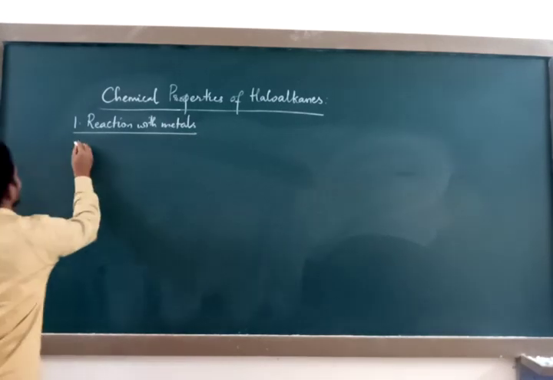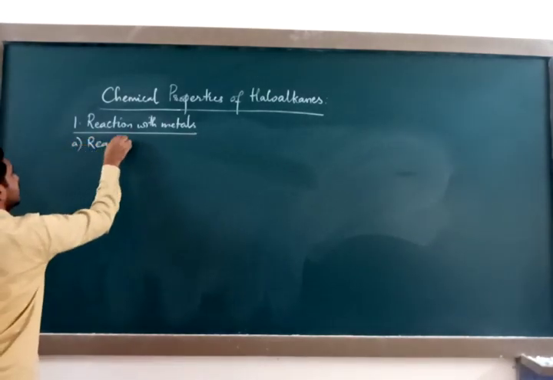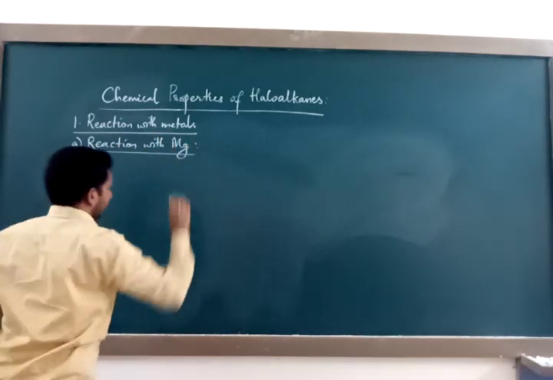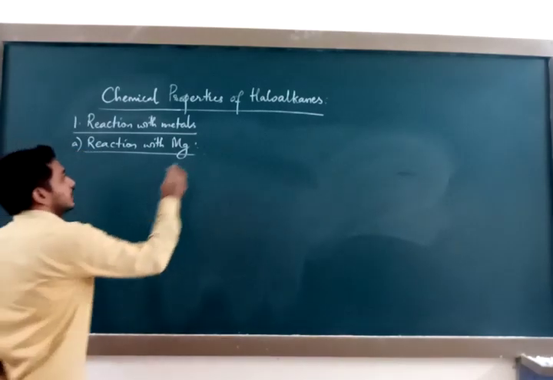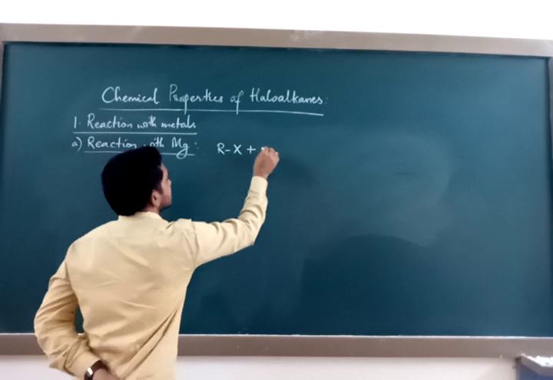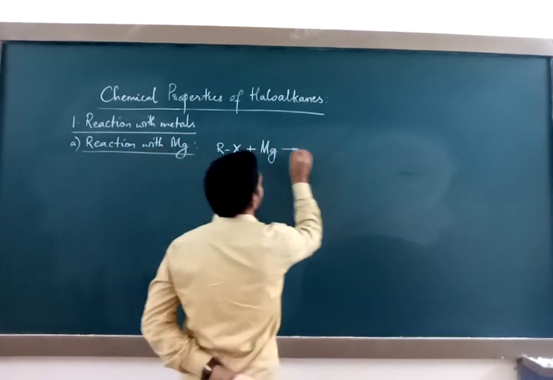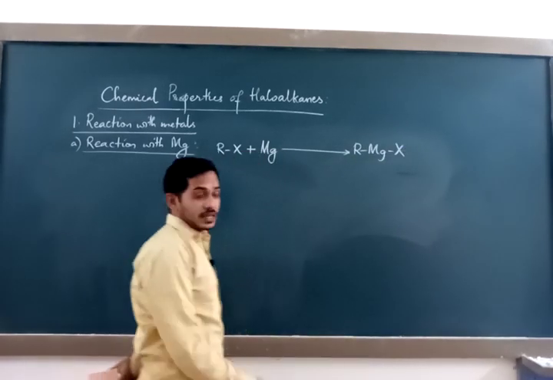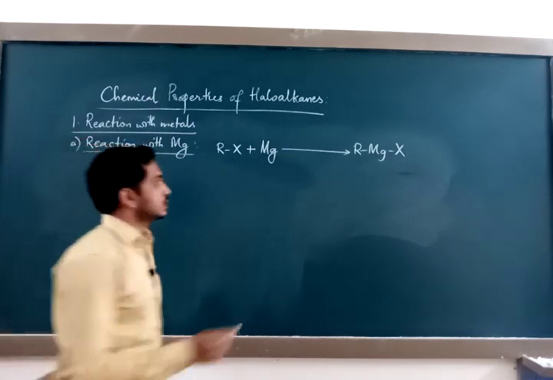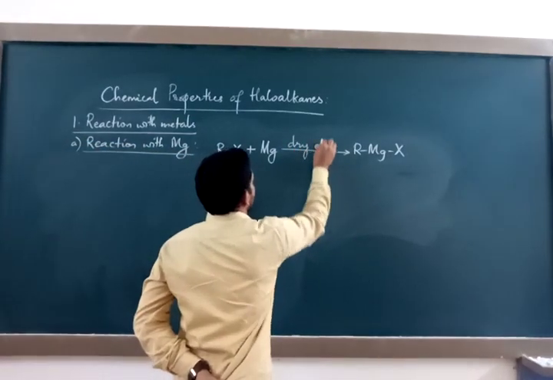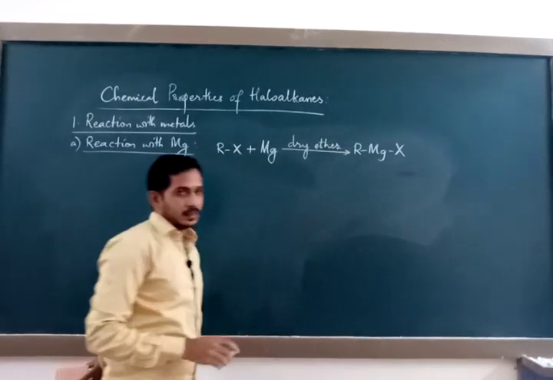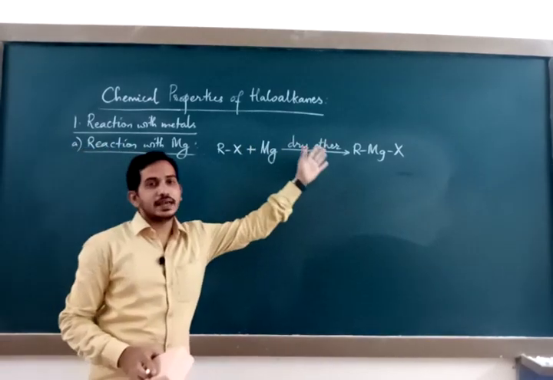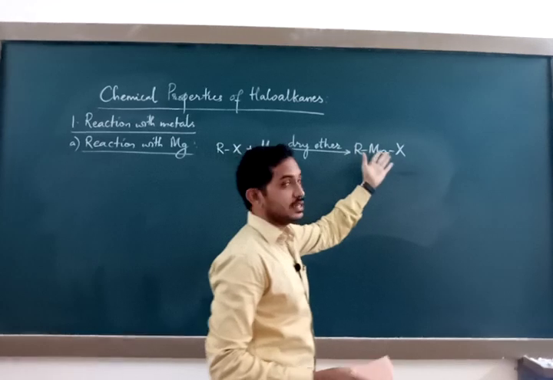Under reaction with metals, the first one is reaction with magnesium. A very popular reaction. Whenever any haloalkane reacts with magnesium powder, you get alkyl magnesium halide. A very easy reaction, but one condition is that you are supposed to write dry ether. When any alkyl halide reacts with magnesium powder in the presence of dry ether as a solvent, you will get alkyl magnesium halide.